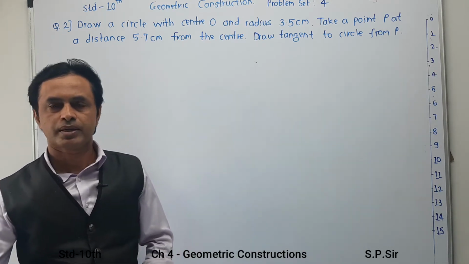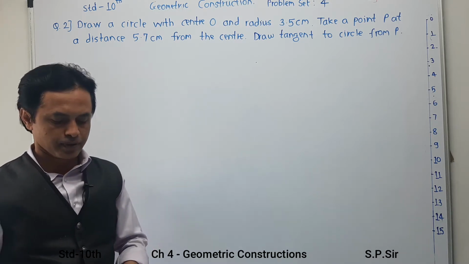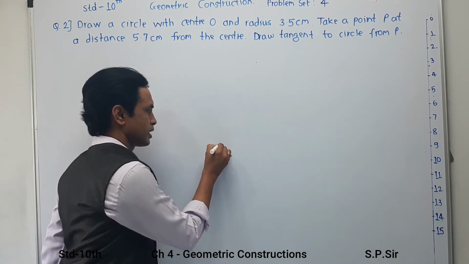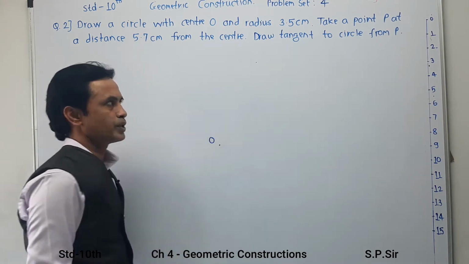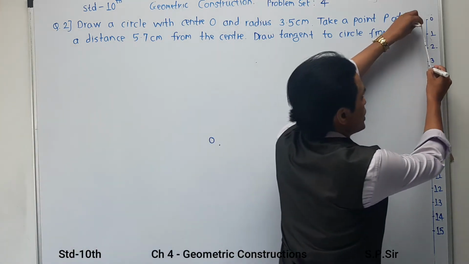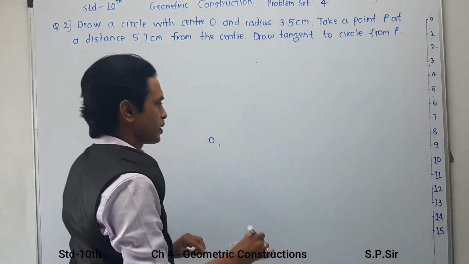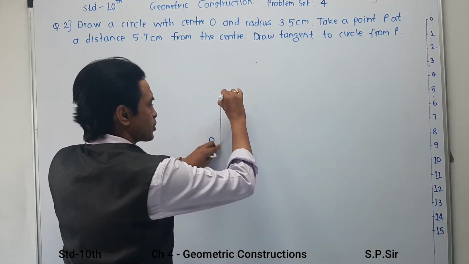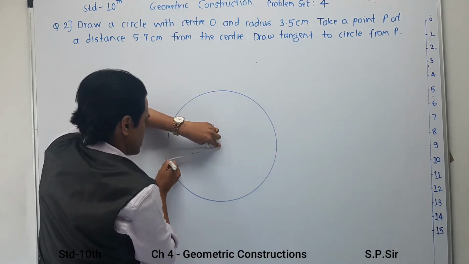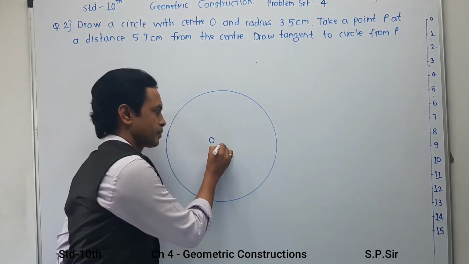Now one by one we are going to start the steps. First of all we have to take the center of the circle. I am going to indicate the center of the circle, giving it the name O over here. And we have to take the radius 3.5 centimeter. So in a compass I am going to take a distance of 3.5 centimeter, and with that respective radius I am going to draw a circle over here. So the first task is to complete a circle of radius 3.5 centimeter.